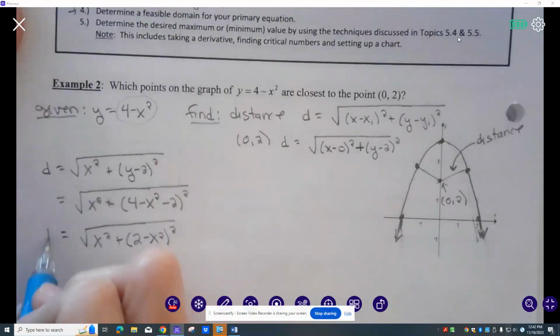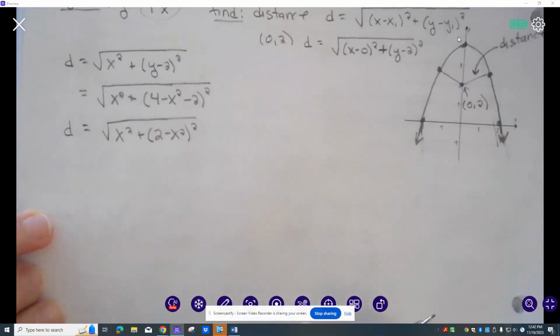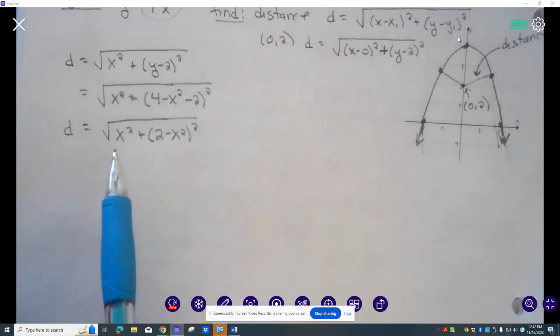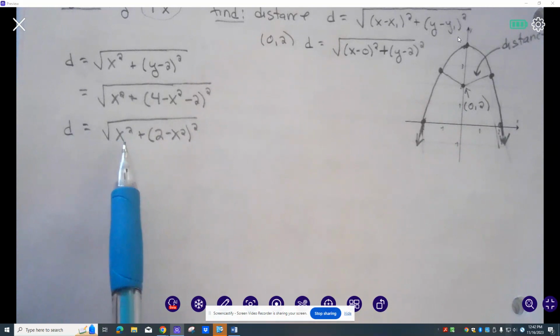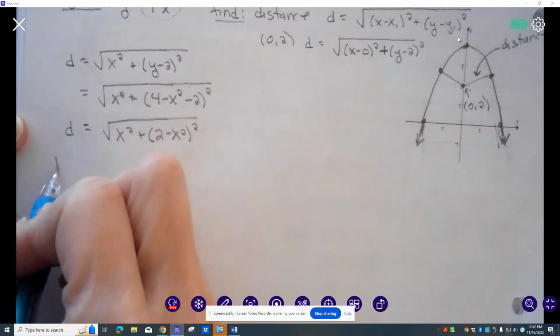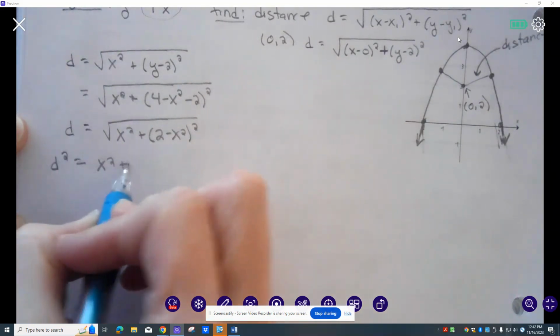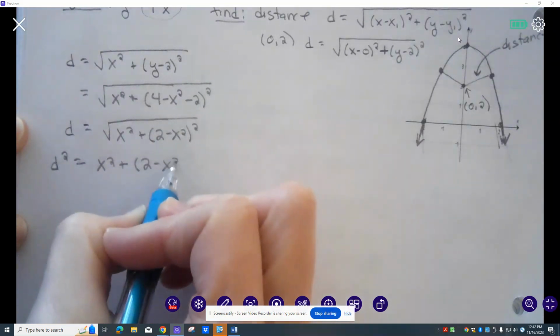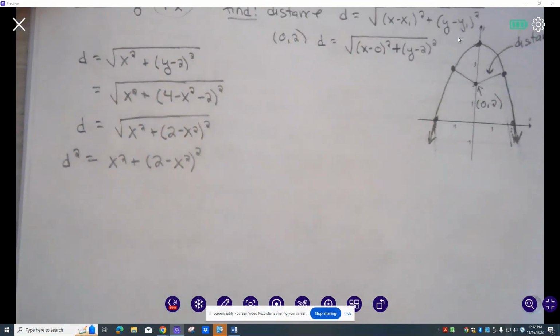Okay, now I need to take the derivative of that. There's a couple ways you can do this. I'm just going to do it a little different. This is a chain rule. It's a double chain: this is a chain, and the square root is a chain. I'm going to square both sides to get rid of that square root, which might not have occurred to you, but I think it makes the derivative a little bit easier. So now I'm going to take the derivative of both sides.